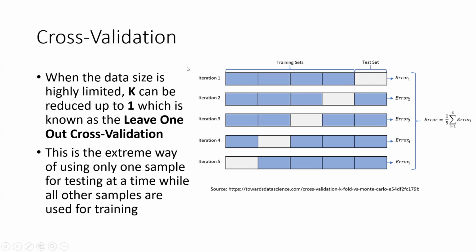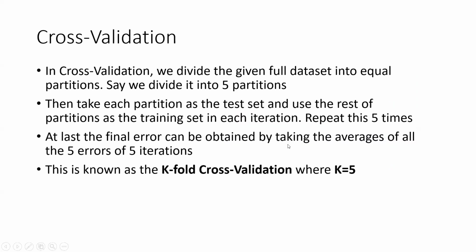Suppose now you have a very small number of data points. You can further extend this technique not only for 5 partitions, but for n partitions where there are n data points. Instead of using 5, you can use the number n, right? So when you are using k as 5, or you divide it into 5 partitions, this is known as k-fold cross validation, right? We have taken k as 5, right?